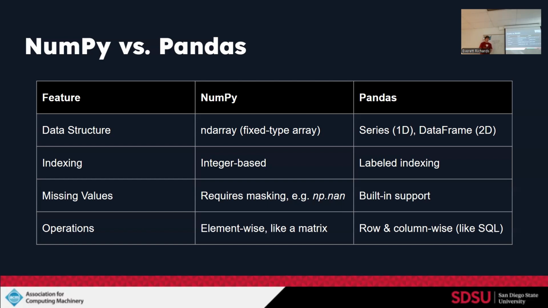For example, this is a perfect example. You could represent this table in Pandas. This row would be called data structure, that one's called indexing, missing values, operations, and then the columns have the names NumPy, Pandas, feature, and these are the values, the things that actually go inside the data frame. So this would actually be a valid data frame in Pandas. Instead of integers, we have more options for how to label things. So that's the main difference: the way they're indexed.